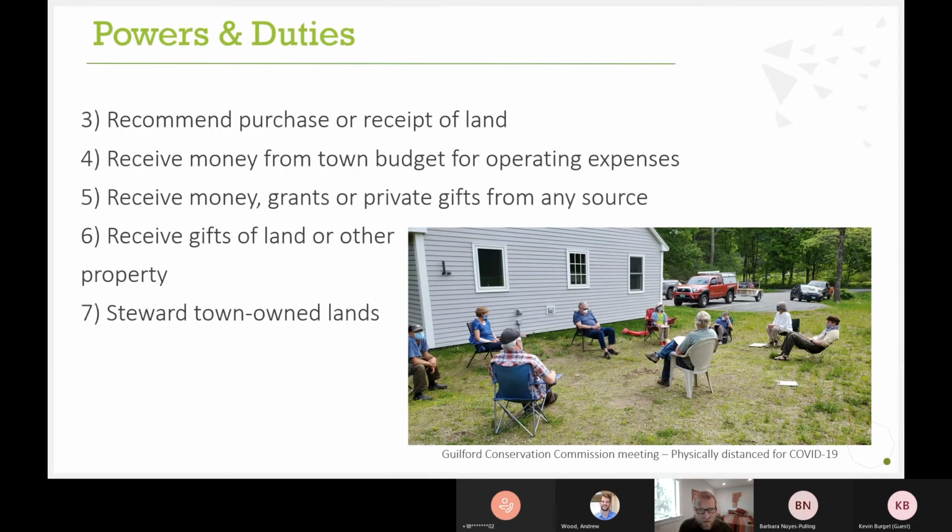The next piece of the powers and duties in statute has to do with receiving money and recommending the purchase of land. The Conservation Commission can receive gifts of land or other property with select board approval. There are a variety of different ways that the CC can recommend the purchase or receipt of land. They can receive money from the town budget for operating expenses. They can receive money from any source, and they can receive those gifts of land or other property.